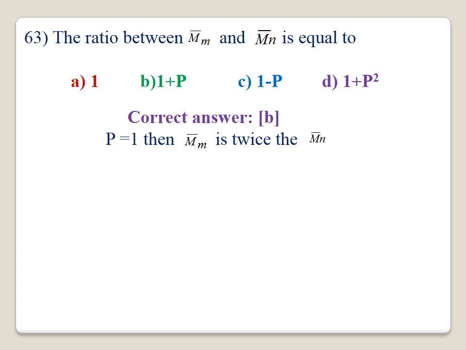63. The ratio between weight average molecular weight and number average molecular weight will be equal to option B, that is 1 plus P. If the value of P equal to 1, Mw is twice of Mn. Correct answer is B, 1 plus P.